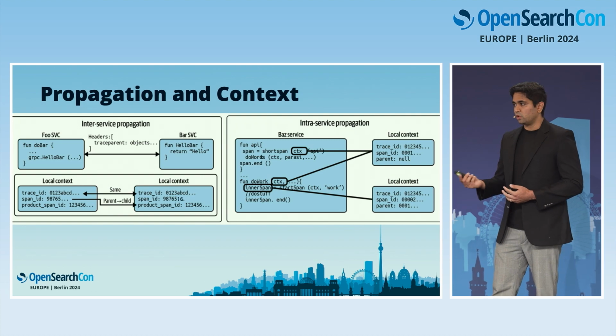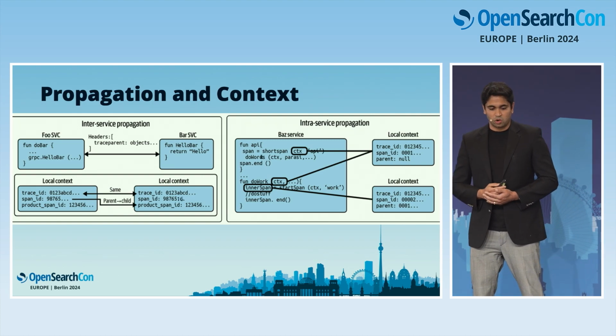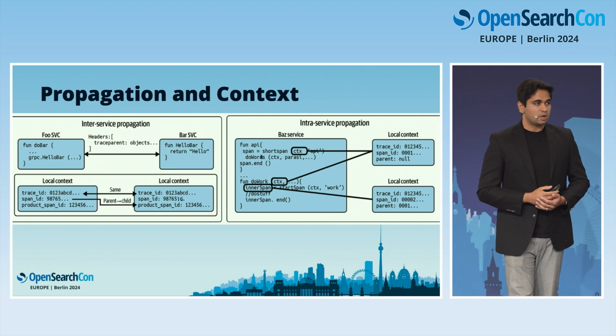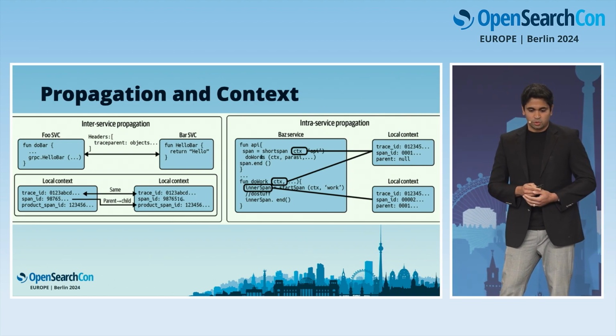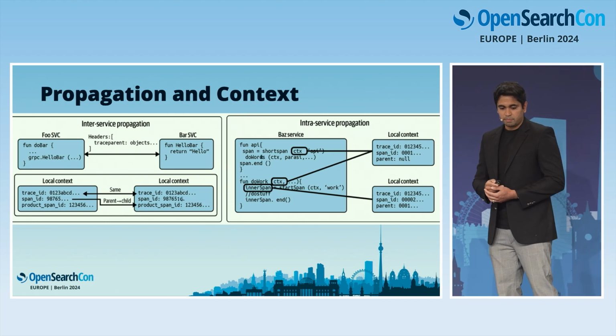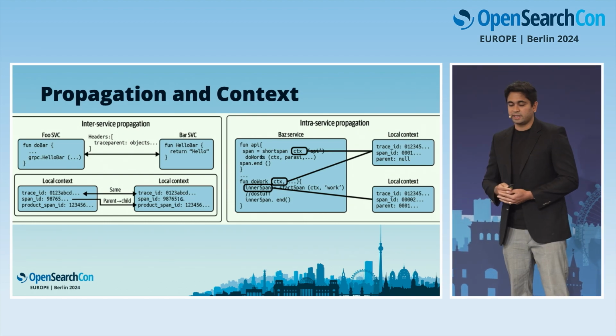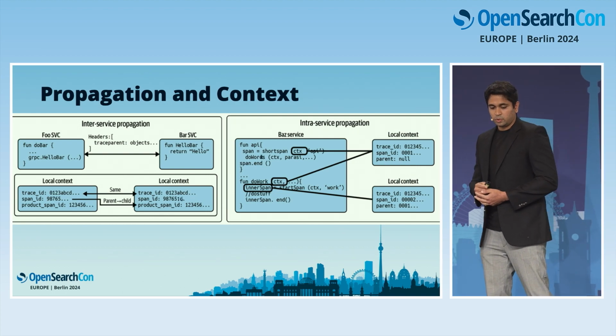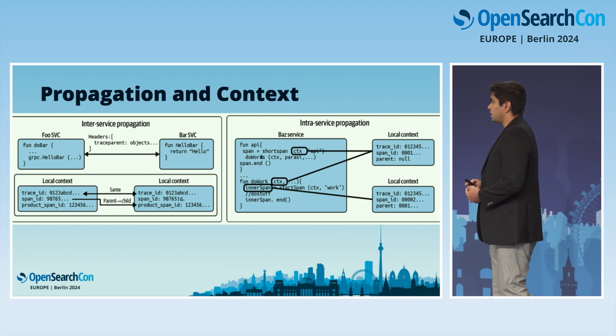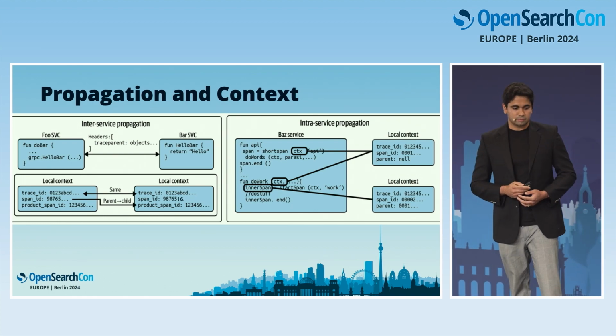For intra-service communication, let's say we have an API call that calls a function do work, and you want to instrument do work as a separate span. You will pass the context, which will contain the trace ID, and do a start span operation, which will start a new span. And once the work is done, you can end it.